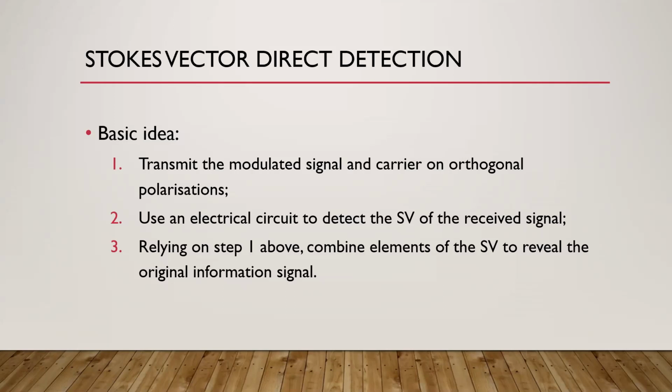We then use an electrical circuit to detect the Stokes vector of the received signal. And then relying on step 1, we combine certain elements of the Stokes vector to recover the original information signal. So that's the basic principle of this method.